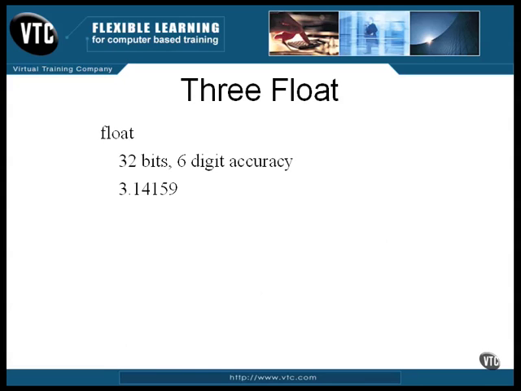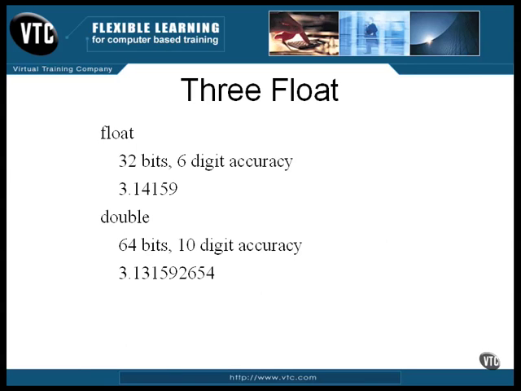The next largest floating point type is a double. It is normally 64 bits in size and carries 10 digits of accuracy. If you were to store the value of pi in a double variable, this is as accurate as you could expect the number to get. And this is very accurate and will serve for almost everything except for some special applications that require extreme accuracy.